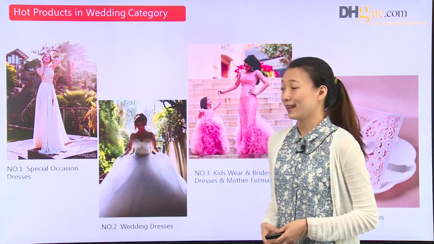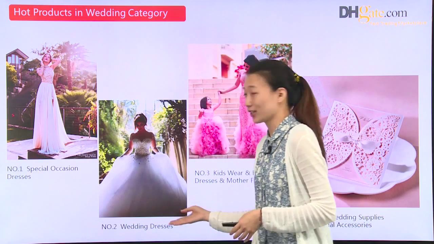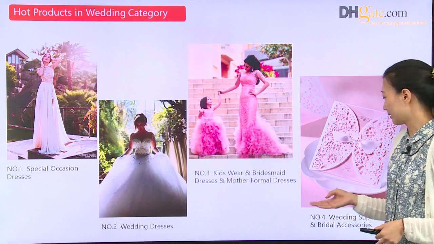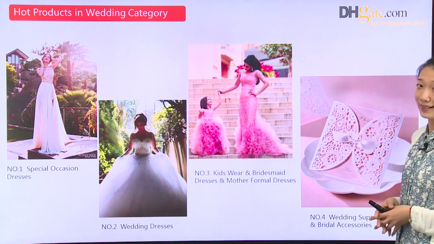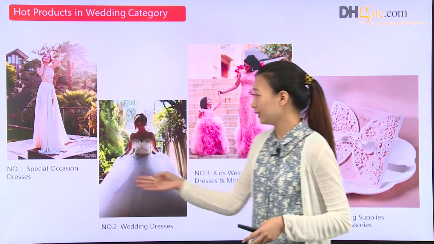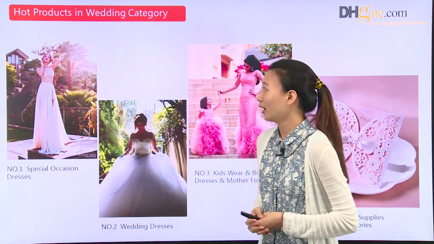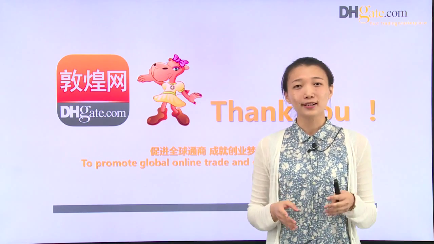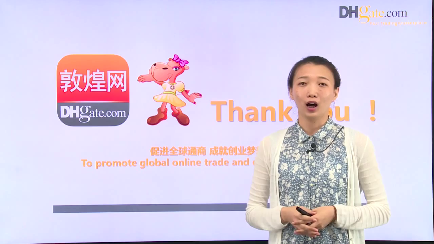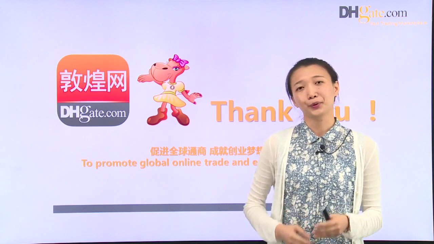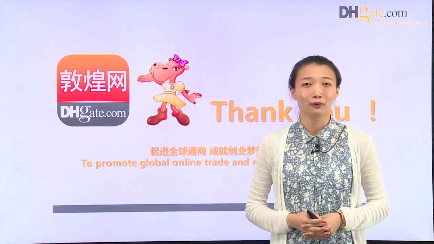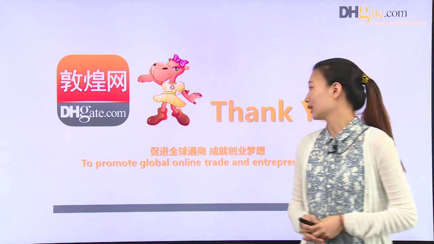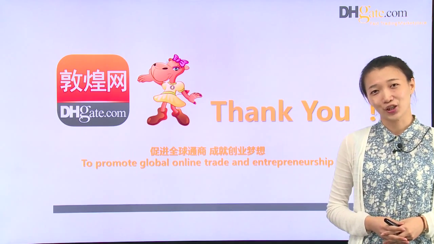We can see that there are special occasion dresses, wedding dresses, kids wear, bridesmaid dresses, mother formal dresses, and some wedding supplies and bridal accessories. Under the special occasion dresses, my friend also got a very beautiful dress for herself. So finally, with the efforts of the whole DHgate staff, a beautiful dress has been delivered to my friend. Also, through this, we have taken one small step closer to our mission to promote global online trade and entrepreneurship.